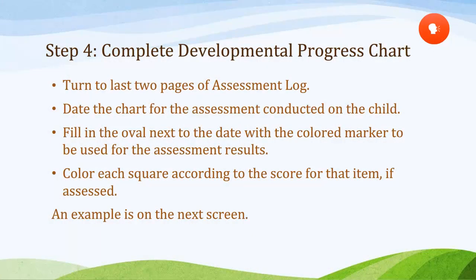Step 4 is to complete the developmental progress chart, which is found on the last 2 pages of the assessment log. This is an important last step to provide a graphic of the child's current skills. Complete the chart by entering the date of the assessment and the color to be used. Use a different colored pencil or highlighter to record each separate assessment. The next slide illustrates the recording method.